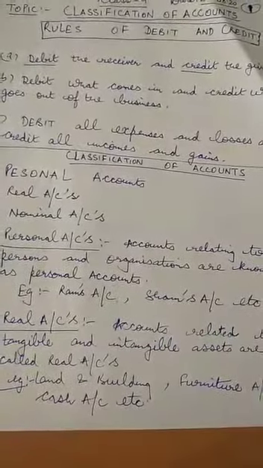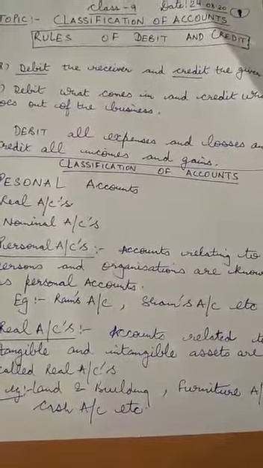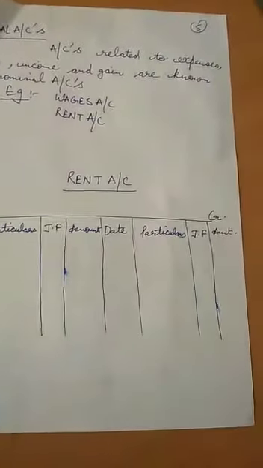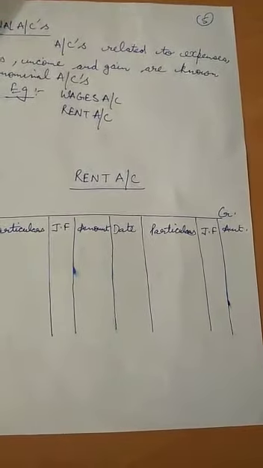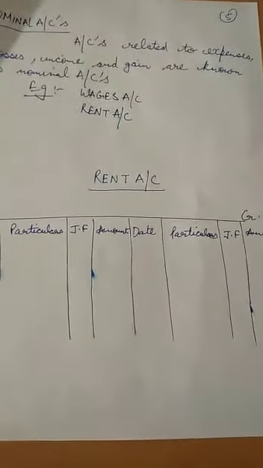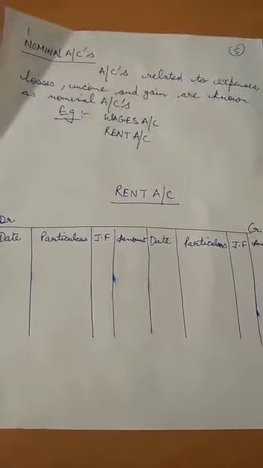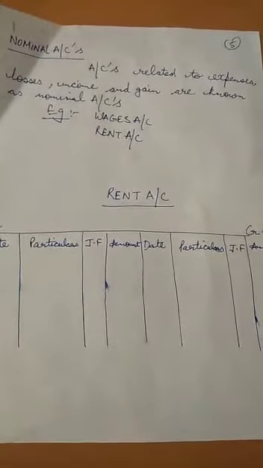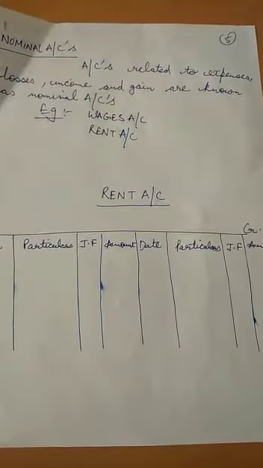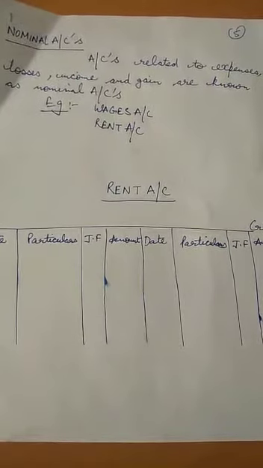Children, this account, if we talk about, has two sides. It is being recorded in the form of a T shape. The left side, if you will see here, I have made the rent account. The left side is called the debit side. That is why, children, I have mentioned DR on top of it. And the right hand side is called the credit side. It is denoted by CR.